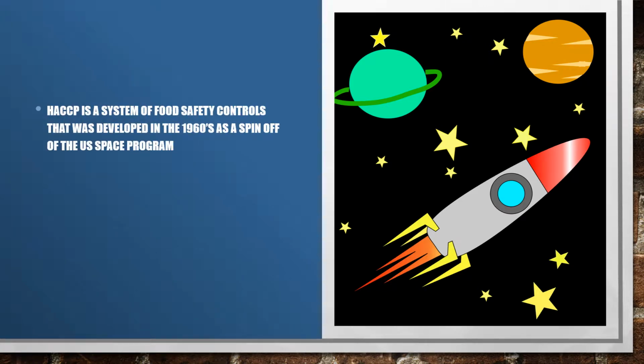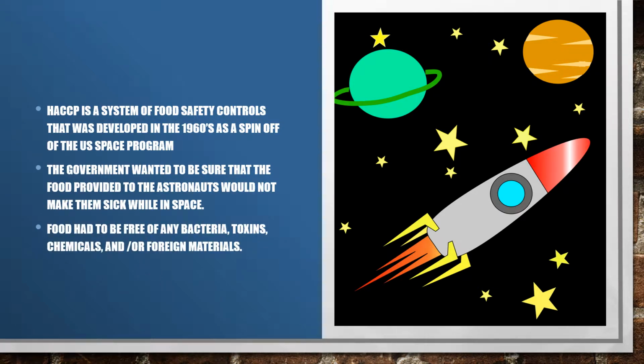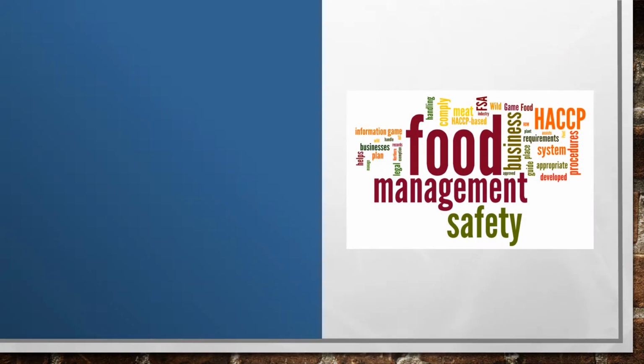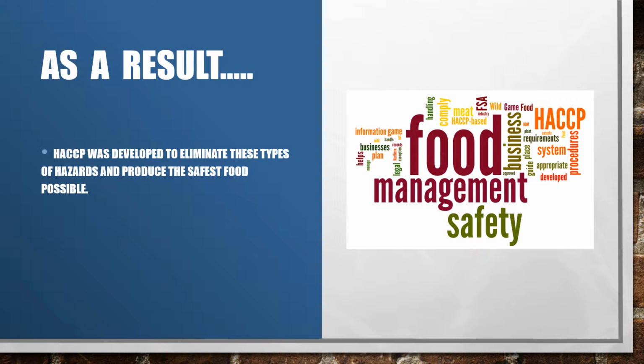HACCP is a system of food safety controls that was developed in the 1960s as a spin-off of the U.S. space program. The government wanted to be sure that the food provided to the astronauts would not make them sick while in space. Food had to be clear of any bacteria, toxins, chemicals, and/or foreign material. As a result, HACCP was developed to eliminate these types of hazards and produce the safest food possible.